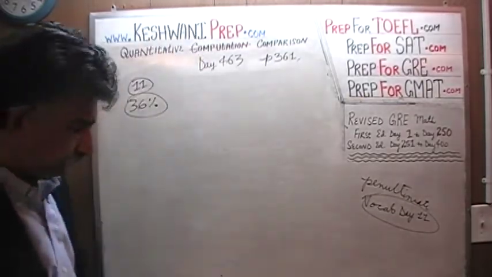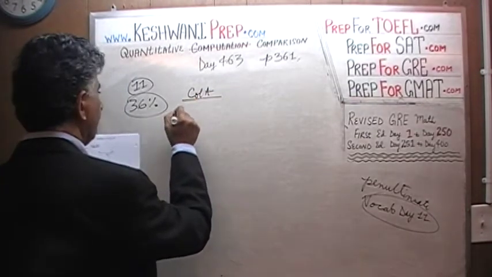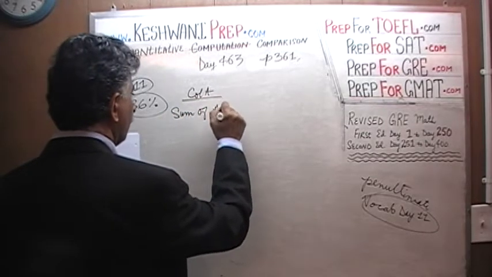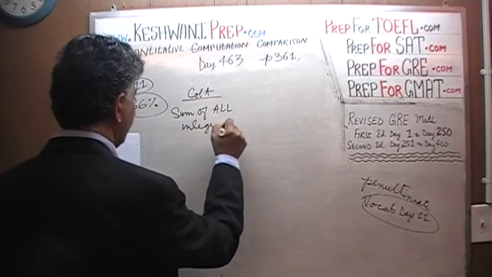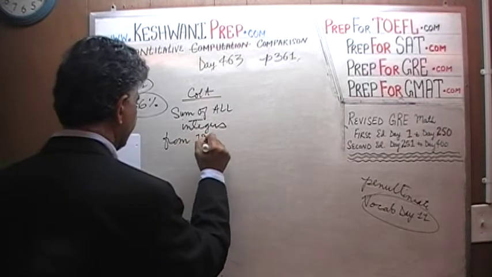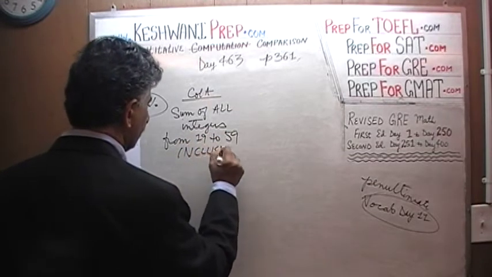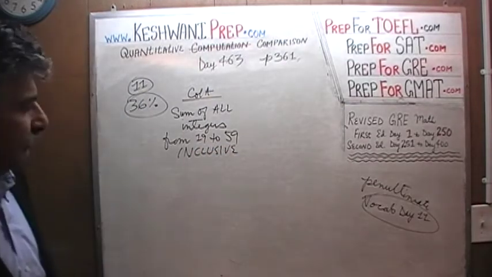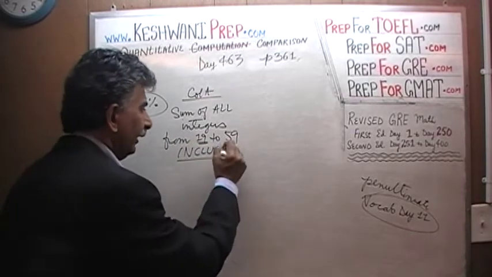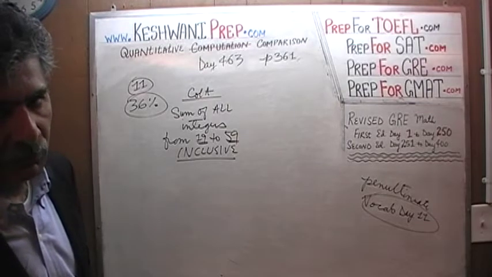Do you understand? Here's column A. In column A, we're being asked to compare the sum of all integers from 19 to 59 inclusive. Inclusive means we have to include 19 and we have to include 59 in our calculation. We have to include the endpoints.